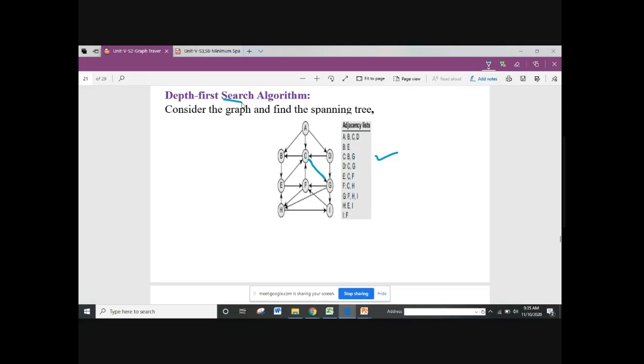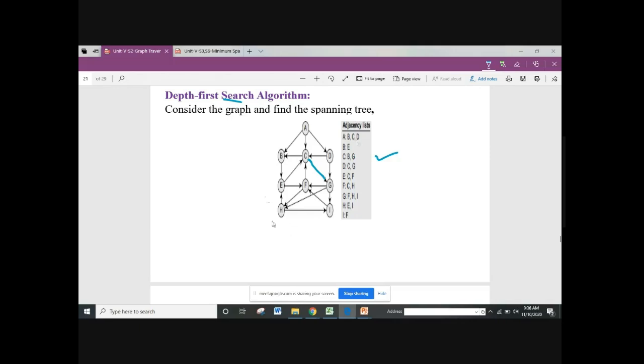Or else, if they give a node, maybe they'll be asking you to find out the depth first search with a starting node. The starting node, they can give as any node. They will not always tell us to start from A. If the starting node is not specified, you can choose any node, but you have to mention that you are choosing the particular node as the source node. That is very compulsorily needed.